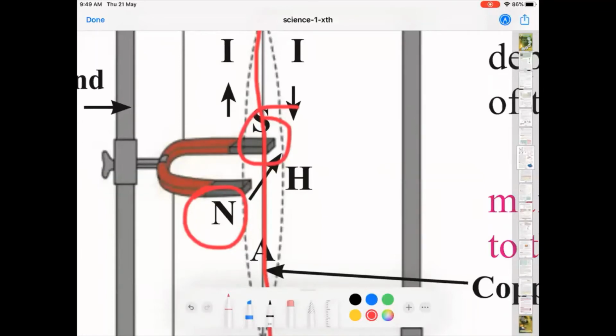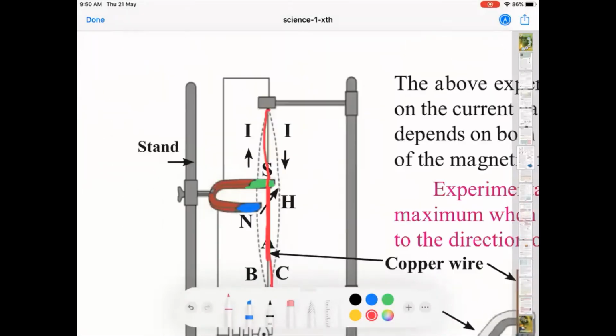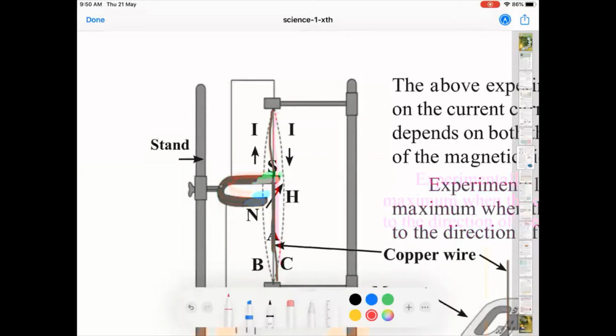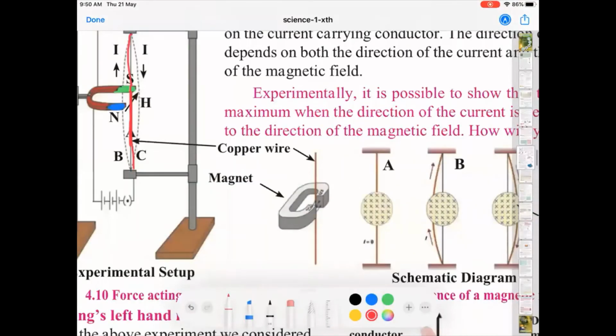I will just change the color scheme so that you can figure it out. This is the horseshoe magnet north pole, which I gave a blue color, and I will give a green color to the south pole of the horseshoe magnet, and I will keep my red color for the wire. Okay, so the wire is between the poles. Now the question that arises here is what type of forces act.